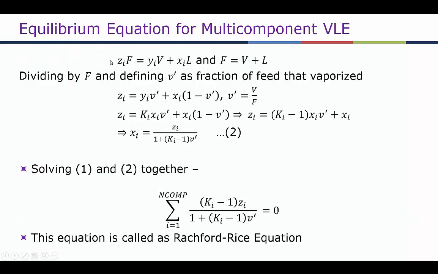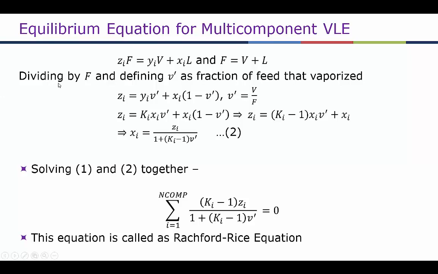Let's have a look. So if we look at the mass balance for the more volatile component, Zi would be the mole fraction in the feed multiplied by the feed flow rate, which should be equal to the component mole fraction in the gas phase multiplied by the vapor flow rate, plus the component mole fraction in the liquid phase multiplied by the liquid mole flow rate. And the second equation that we need is the total mole balance equation. So the feed will be equal to vapor plus liquid because it's non-reactive, so moles will be conserved.